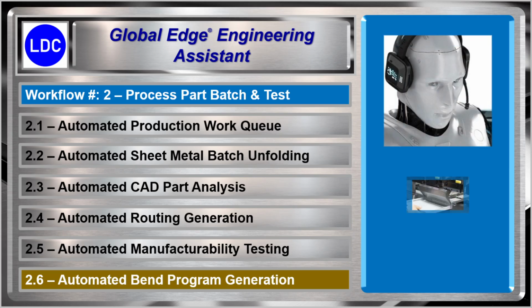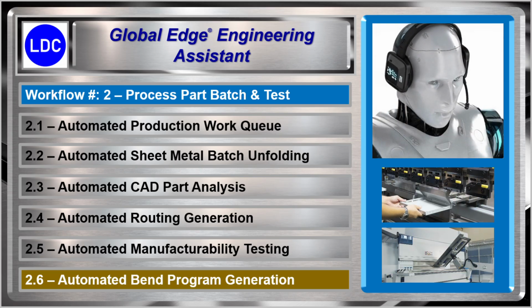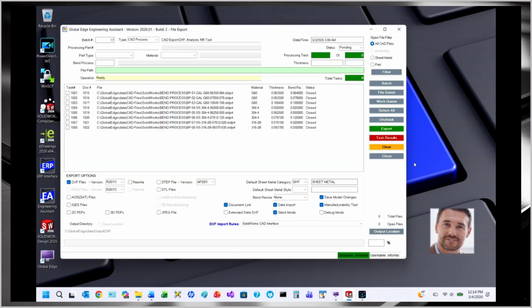This step illustrates the facilitation of automated CAM bend program generation by incorporating extended data into DXF flat files. During the processing of sheet metal parts, and if the selection was made to produce extended data DXF flat files, the Global Edge software will embed the necessary extended data into each DXF file to facilitate automated bend program generation. The Global Edge software provides the capability to define bend processes that match the capabilities of your available bending machines and specific tooling. This also includes the capability to match each specific sheet metal part with the proper machine tool as determined through the automated routing generation process.